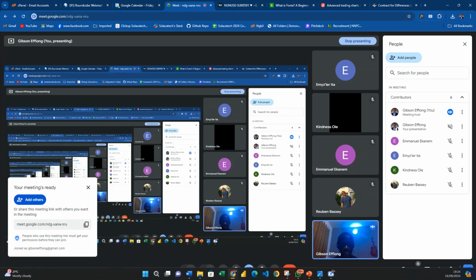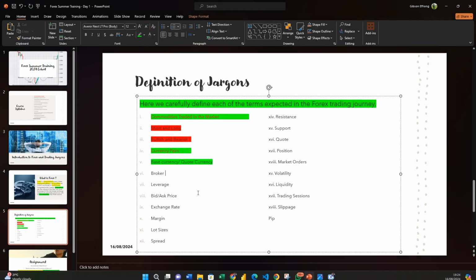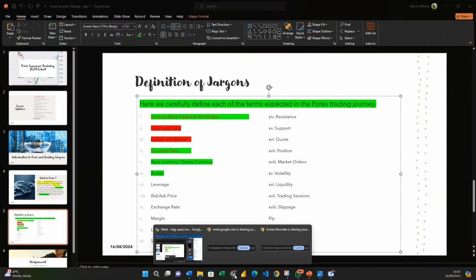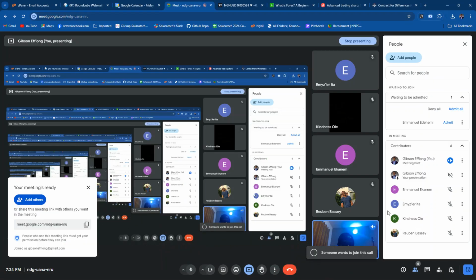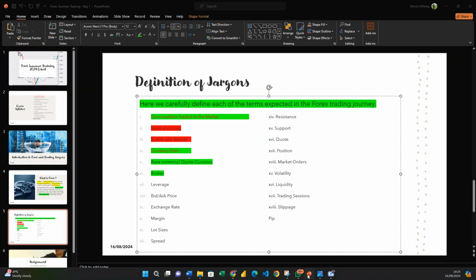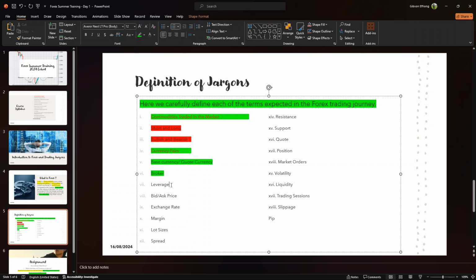So we move to the next part. We now move to the next part, leverage. What is leverage? Now, leverage, okay, let me accept someone from the inner circle now. All right, Emmy, welcome here. So back to what we're discussing, we have leverage.